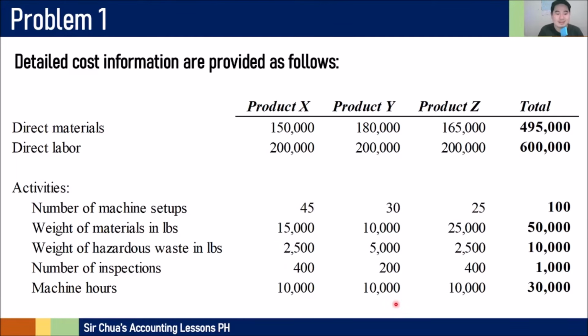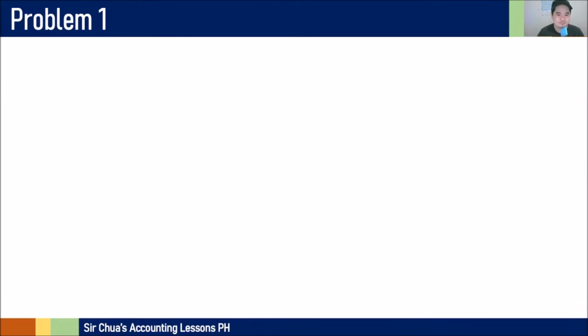Talagang naisa-isa na. Sabi nila, naka 45 setups daw po tayo sa product X, 30 setups sa product Y, and 25 setups sa product Z. Tapos, sa quality control naman, kunyari, naka 400 inspections tayo, naka 200 inspections, tsaka 400 inspections. So, ganun po ang activity-based costing. Talagang iisa-isahin natin lahat ng overhead activities na dinaanan ng ating mga product lines. Okay? So, ganun po siya.